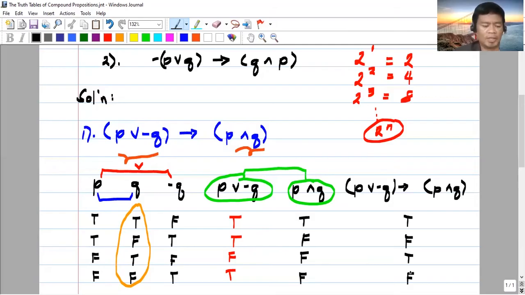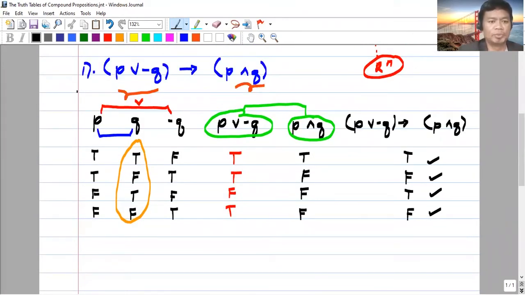That's the other one. So the final truth value of our compound proposition P or not Q implies P and Q would be true, false, true, and false. Okay, so did you get it? So first, you have to look into the parts of this compound proposition and then break it down part by part so that you can easily determine the values of all the parts in the given compound proposition. Okay.